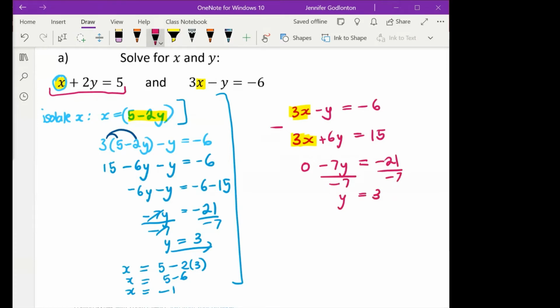And then we substitute that in. x plus 2 times 3 equals 5. x equals 5 minus 6. x equals negative 1. Did anyone in this question, I'm just curious, did anyone attempt the elimination method way and get it right? Just out of curiosity.